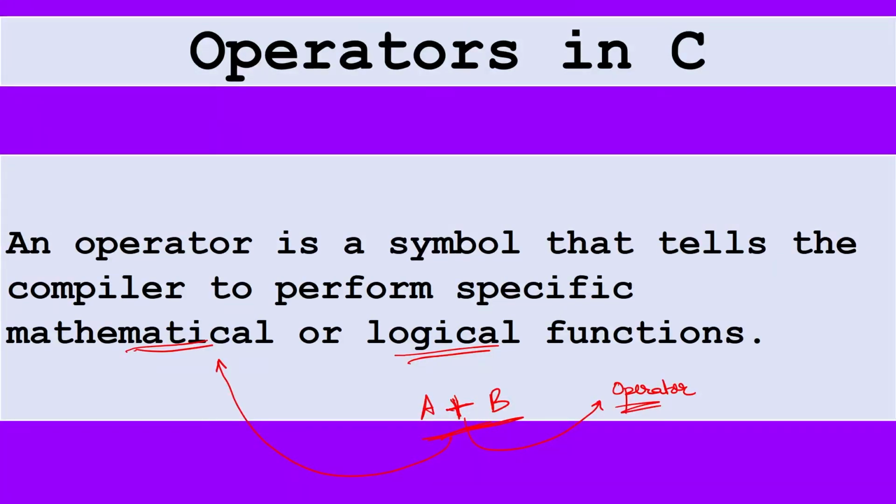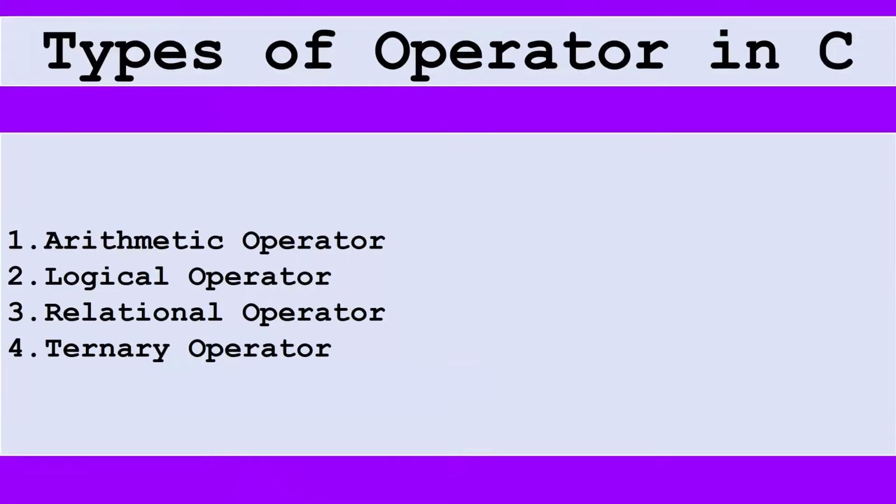Now what is a logical function? We will discuss it after some time. It will be clearer at that time, so I am not explaining it for now. Now let's see what types of operators we have in C.